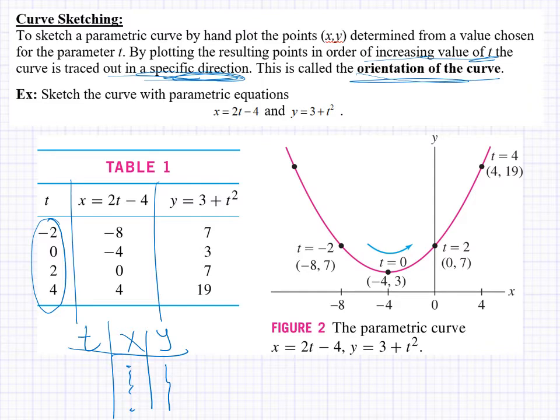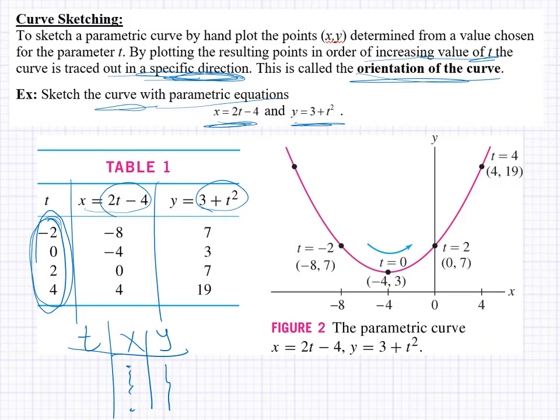So again, this is a pretty easy example. Let's sketch the curve with the parametric equations x equals 2t minus 4 and y equals 3 plus t squared. So these are how I define my x and how I find my y. I use random values of t. There's no real reason why I chose these. I like some negative, 0, some positive.